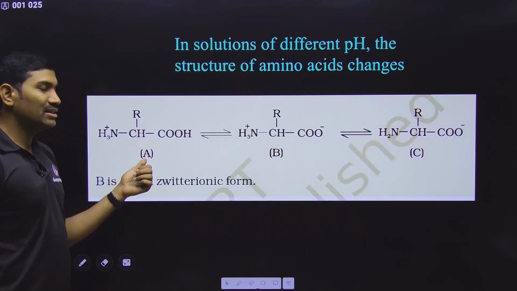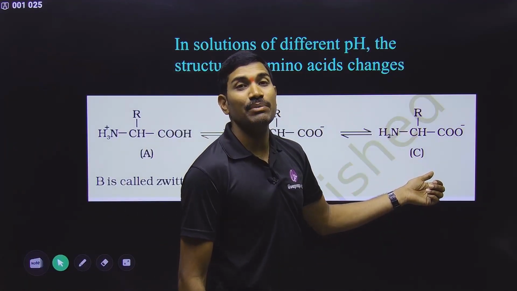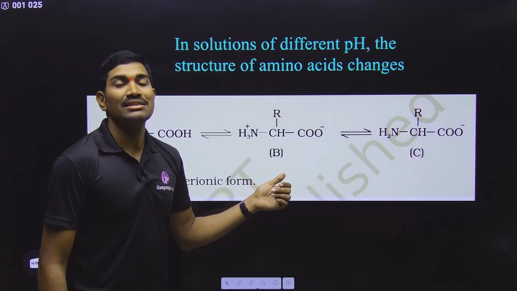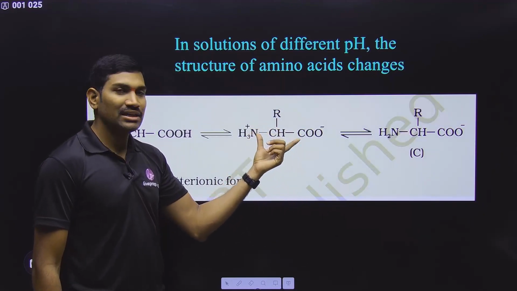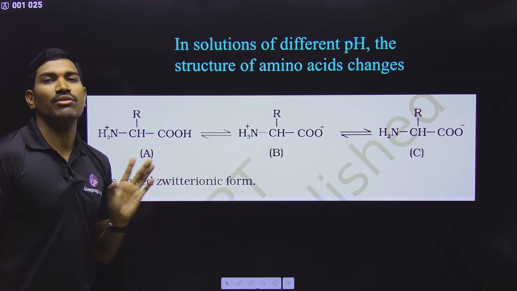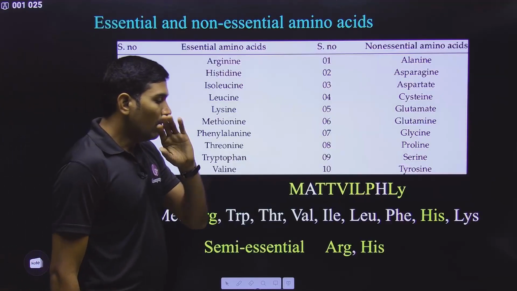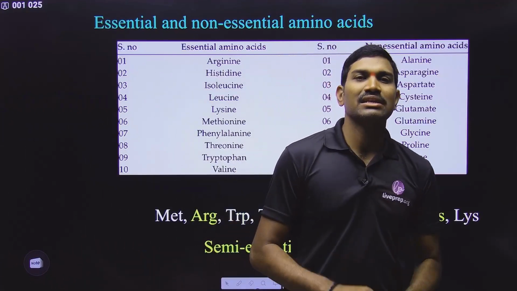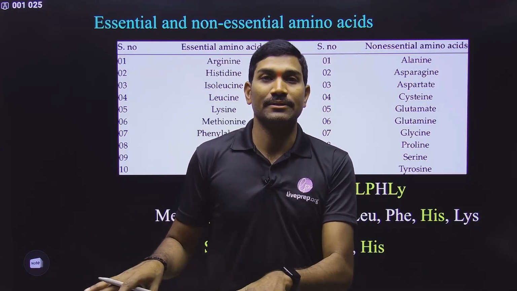So here, what is condition A? This is very low pH. What is condition C? Very high pH. What is B? This is the pI, the isoelectric point condition. So at this condition, whatever structure you are observing is called the Zwitterionic form. Understood or not? This is some basic, very important information. With this, the NCERT information regarding the amino acids at this location is completed.